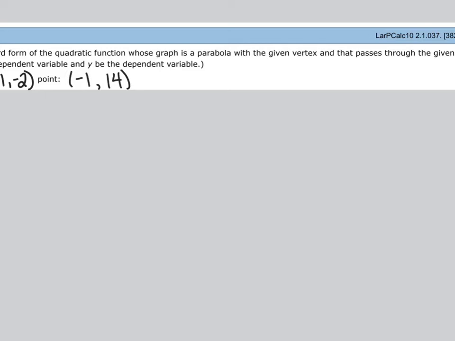Okay, write the standard form. And that means vertex. Okay, so I'm going to have Y equals A times X minus H squared plus K. Okay, you have your vertex and you have your point. So I'm going to give you about 3 minutes to do that.